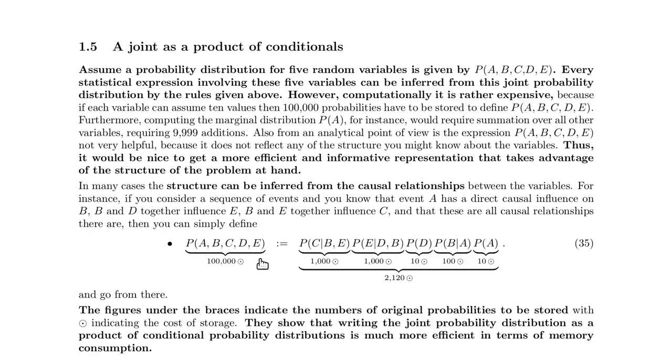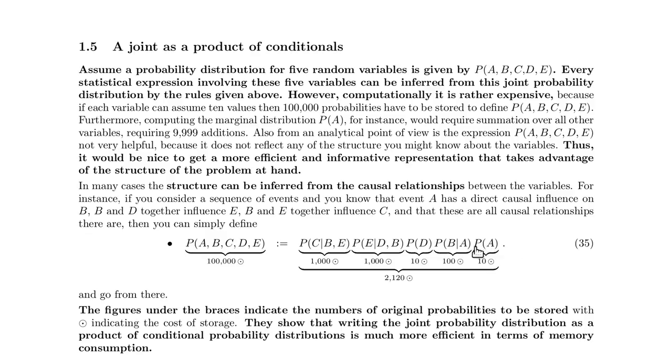However, if we know something about the statistical relationships between the variables and we can write it as a product of conditionals, let's say P of C given B, E times P of E given D, B times P of D times P of B given A times P of A, then we can save a lot of memory by representing these factors rather than the whole joint probability distribution.